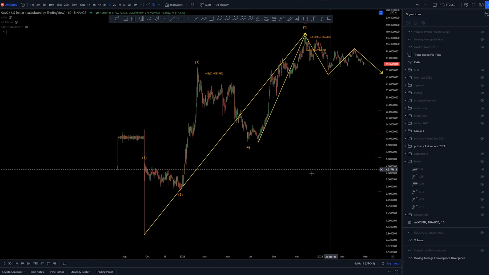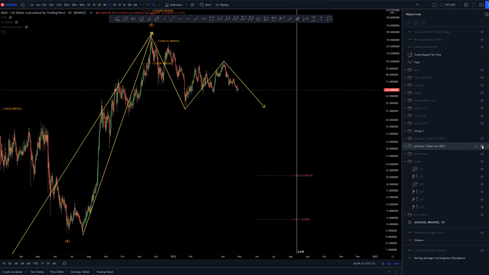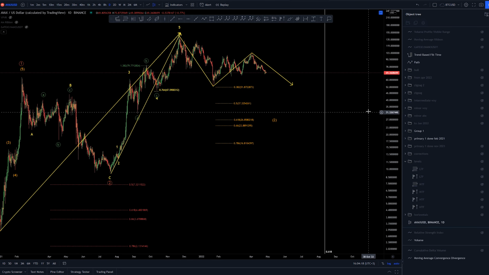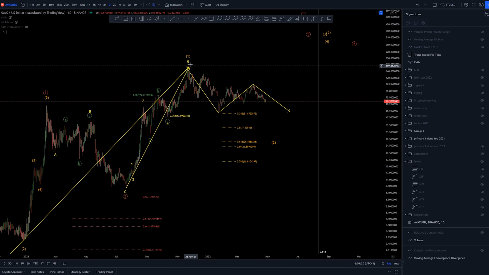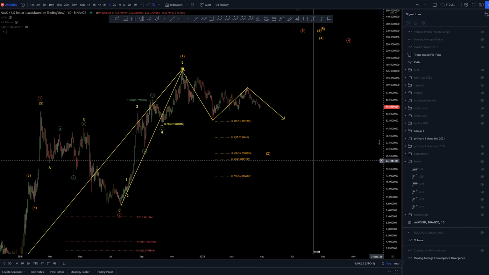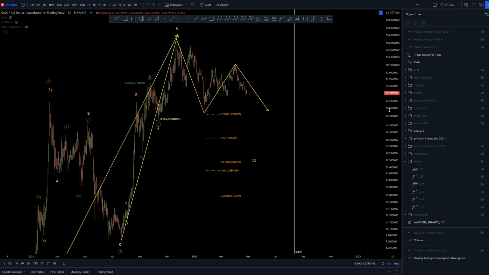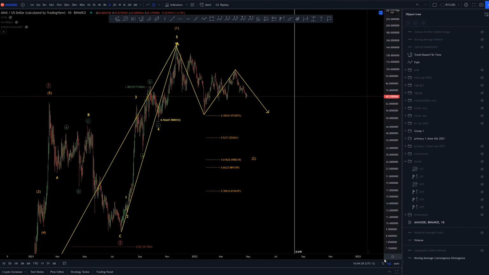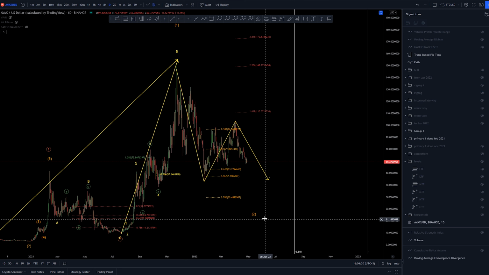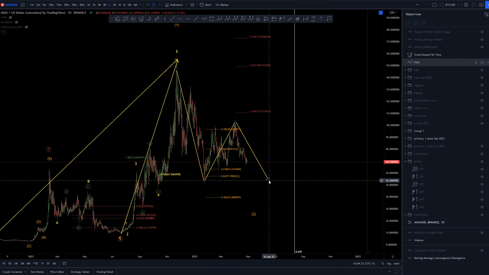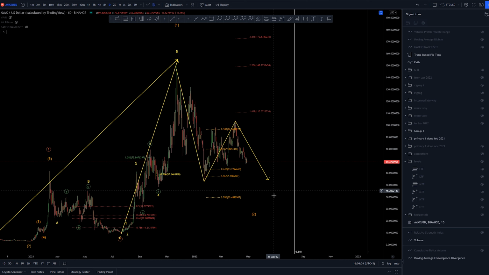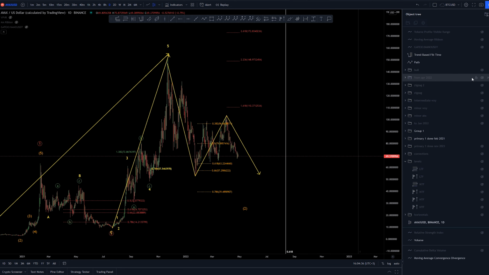So let's consider the other possibility, this one, where we had a wave up here. Now again, the retracement for wave 2 looks really small here. On arithmetic scale, it would be looking way bigger.